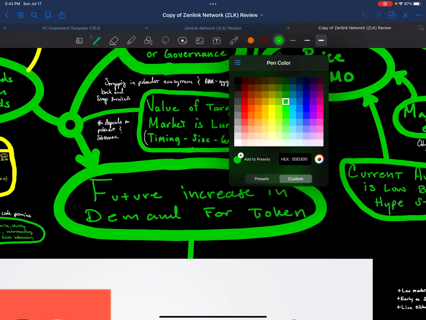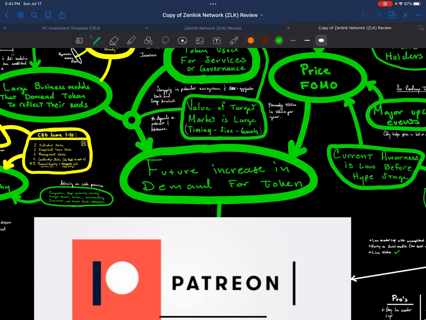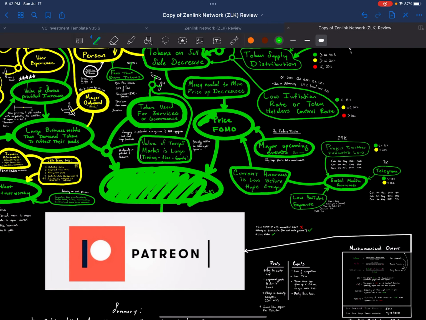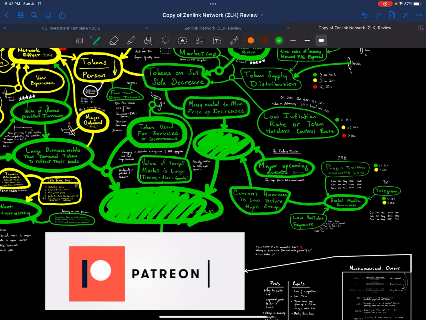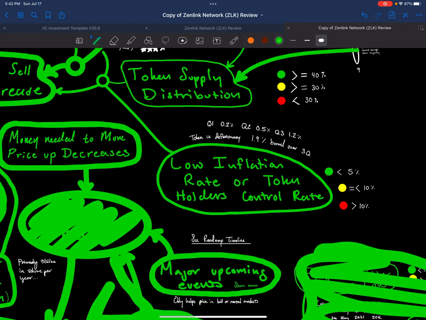Okay, so the model output. Get right into this part of it. The future increase in demand for the token, the model expects that to be the case. Price FOMO, expect that to be the case. It is a very small project. There is not a large social media presence, so it could be considered early to social media because it's a very small project. It's not inflationary.